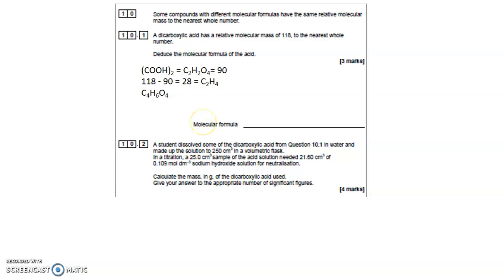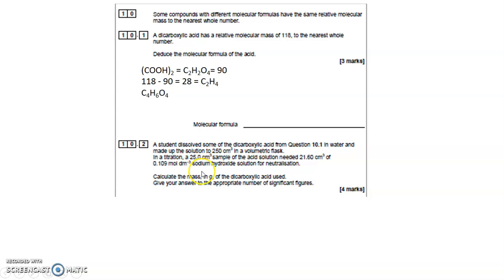A student dissolved some of the dicarboxylic acid in water and made a solution up to 250 cm³ in a volumetric flask. In a titration, 25 cm³ of the sample, I've got to remember I've got a tenth of the sample, so whatever calculation I do here, I need to multiply up by 10 at the end. I've got a tenth sample, multiplied back by 10 at the end of my calculation. It needed 21.5 cm³ of 0.109 mol per dm³ sodium hydroxide solution for neutralization.